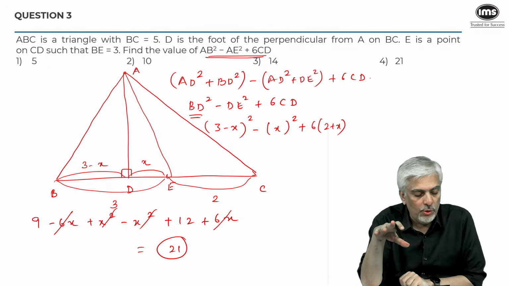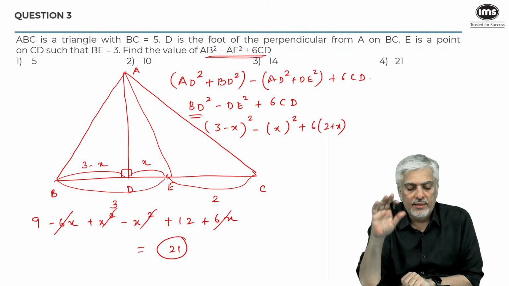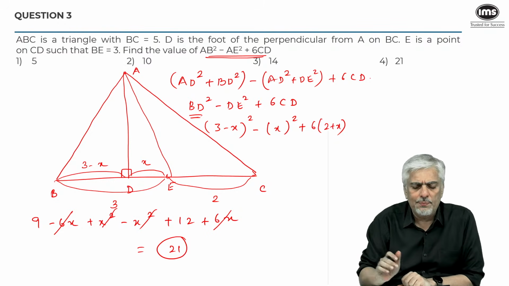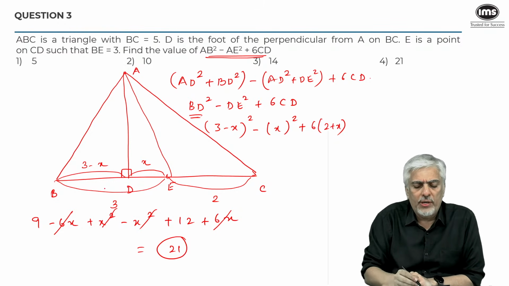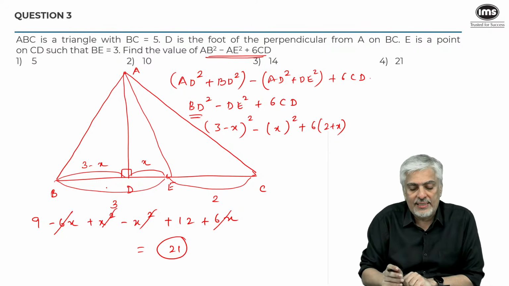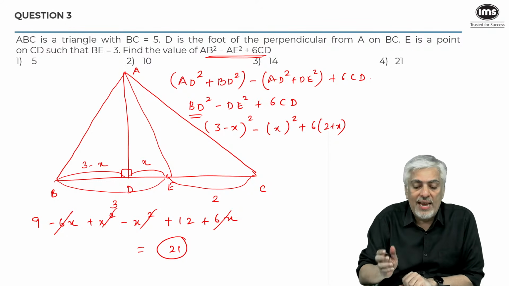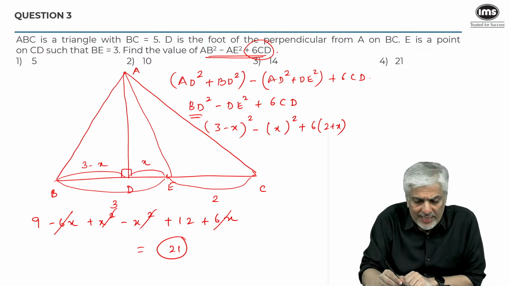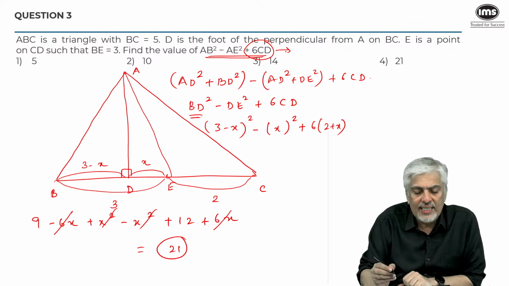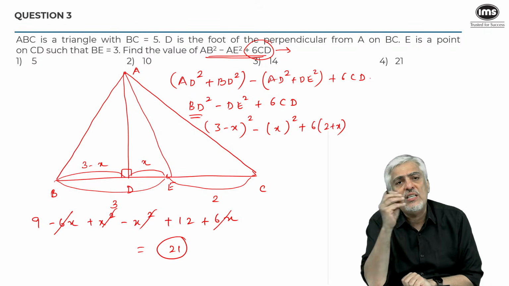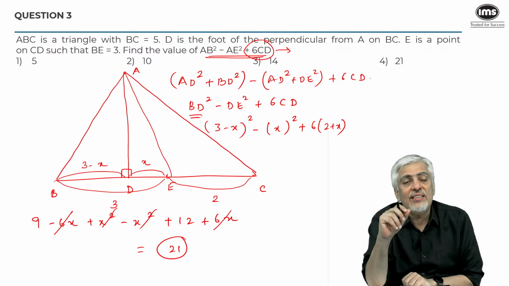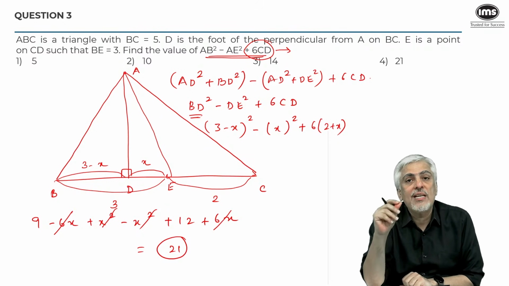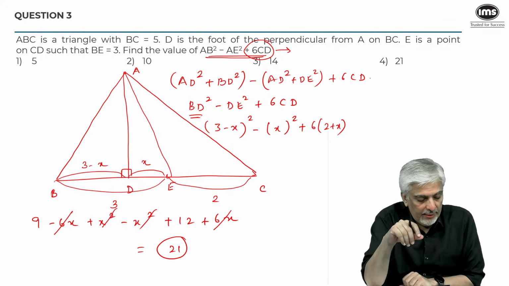Everybody just let me know in the chat, have you understood this method? There's nothing fancy over here. Very simple approach. I just took the points, took one thing as a variable x, and the main thing was the 6 CD. When I saw this question, I saw the 6 CD, and I knew why not 5 CD, why not 4 CD. They had given the 6 CD so that the variable would cut out, and that was the main hint over here. Okay.